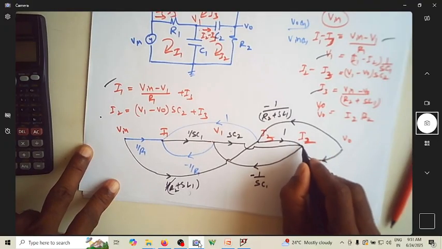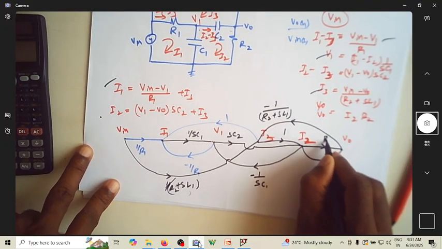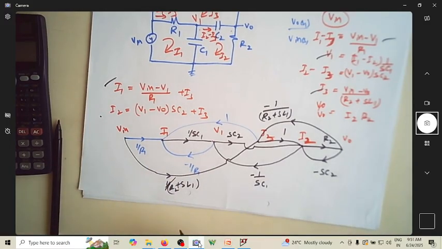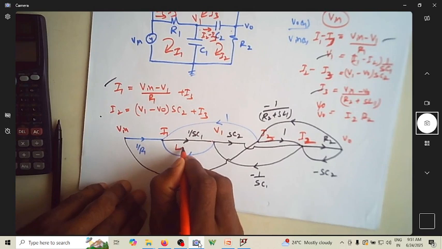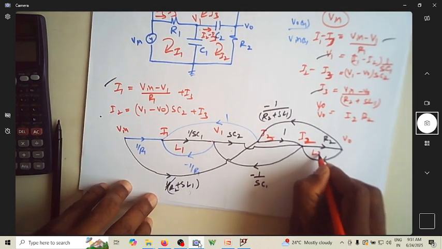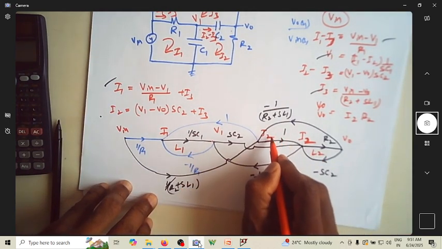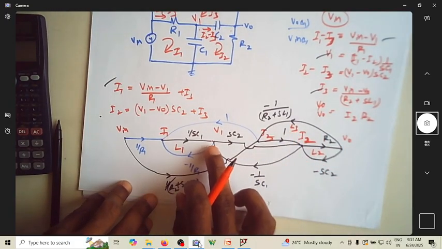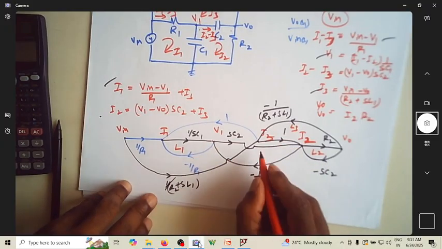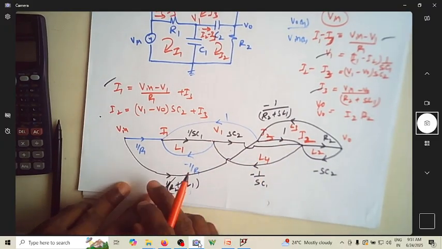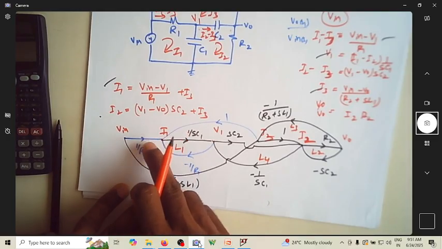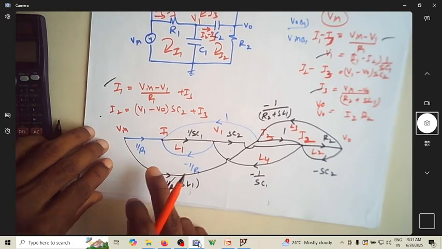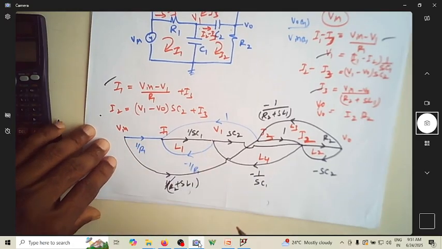Then what is V naught? V naught is I2 into R2. So you need to identify now the loops. This is loop 1. This is loop 2. Can you see this is loop 3? Can I have this as loop 4? Do I have any other loops?